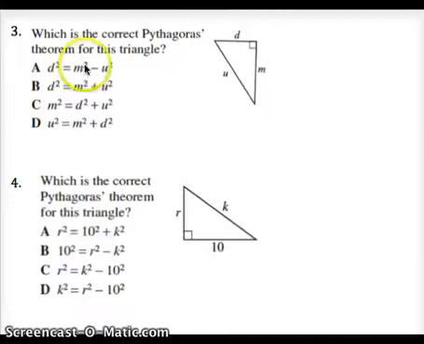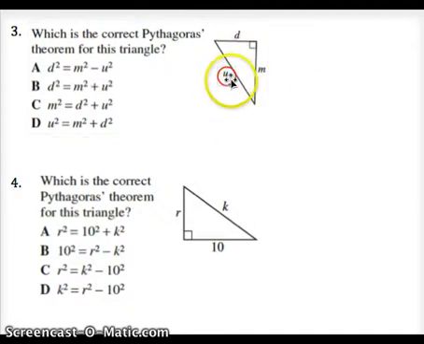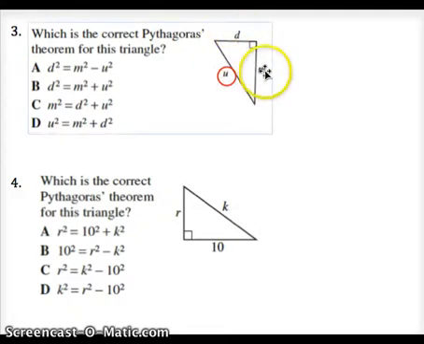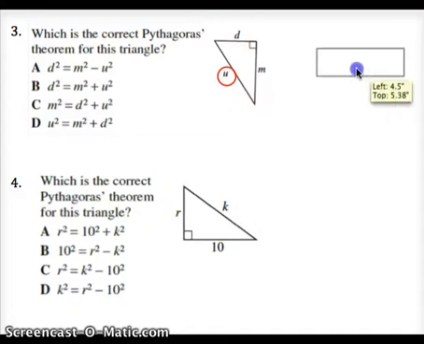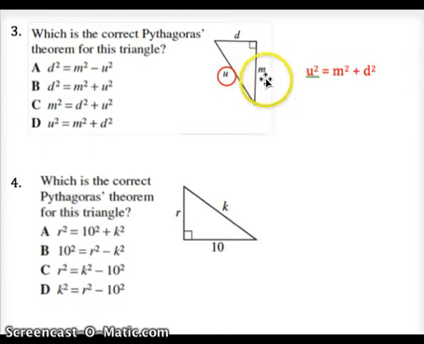Now in question 3, we're asked which is the correct Pythagoras' theorem for this triangle. Remember that we should always circle the hypotenuse, so we'll just do that first. So as you can see, I've put a circle around the hypotenuse. So this hypotenuse is the longest side, and remember the longest side squared equals the two shorter sides squared. So the two shorter sides are D and M. So the correct Pythagoras' theorem would be the hypotenuse squared, so U squared equals M squared plus D squared, and that answer there is D.